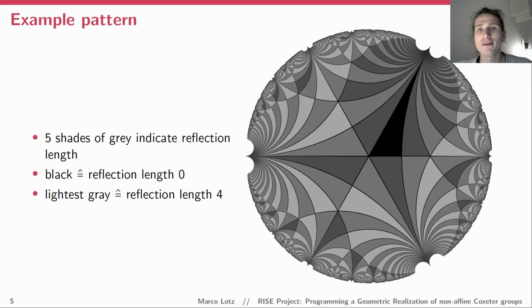If we do this for every tile, we get this kind of patterns. And what is the mathematical background? You can basically see it as a Coxeter complex of infinite non-affine Coxeter groups, if you want.